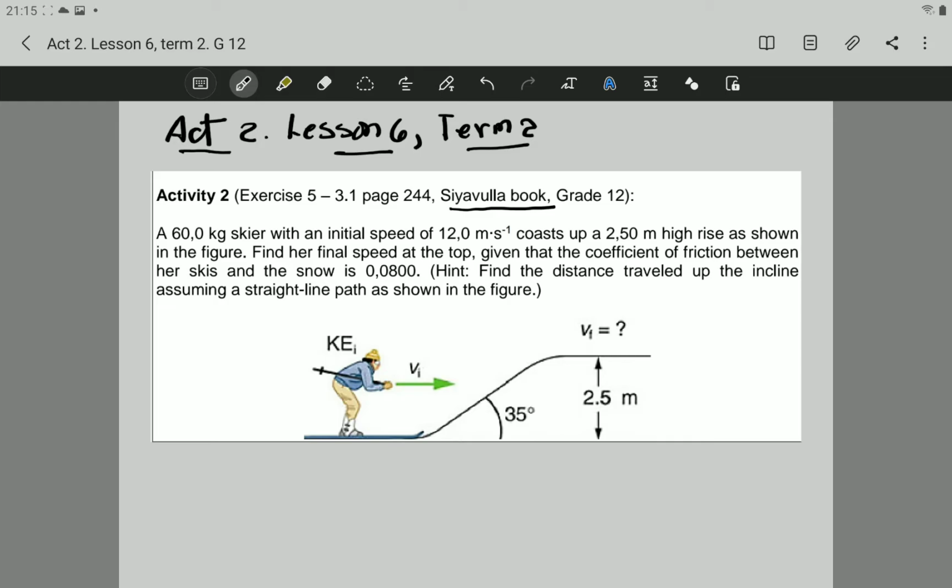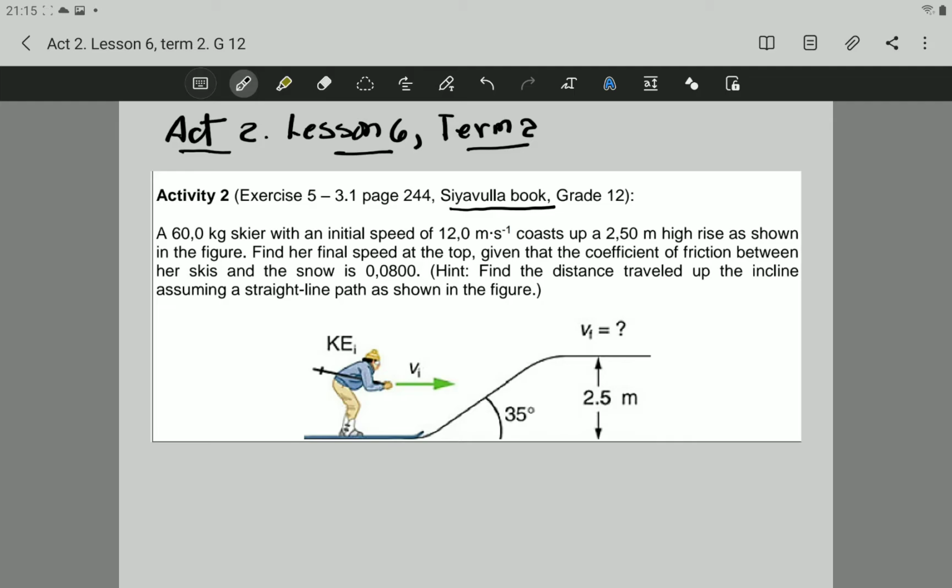This question says a 60 kilogram skier with an initial speed of 12 meters per second goes up a 2.5 meter high rise as shown in the figure. You have the figure at the bottom here, and that will help you a lot because you don't have to draw the figure. Find her final speed at the top, given that the coefficient of friction between her skis and the snow is 0.08. There's a hint that they give you, but we are going to be talking about that a little bit later.